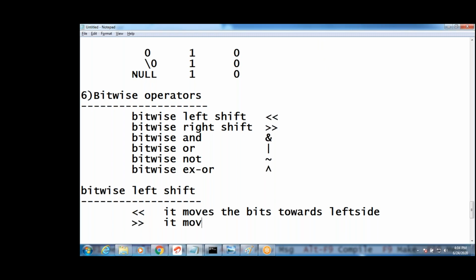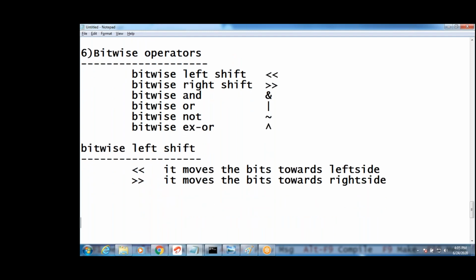What is the right shift? It moves the bits towards the right side. What is meant by left side? What is meant by right side? I will show you, guys.